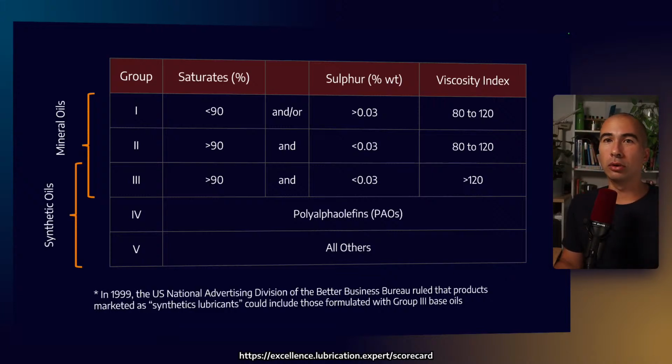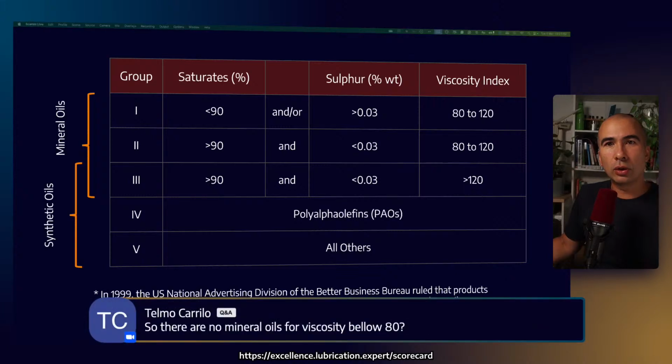A vegetable oil would be classed as a group 5, but also a polyalkylene glycol would be classed as a group 5, or a synthetic ester would also be a group 5. So just because something is group 5 doesn't really tell you anything about the actual molecule itself. And unfortunately, this has... so Telmo has asked a good question, which I should raise now.